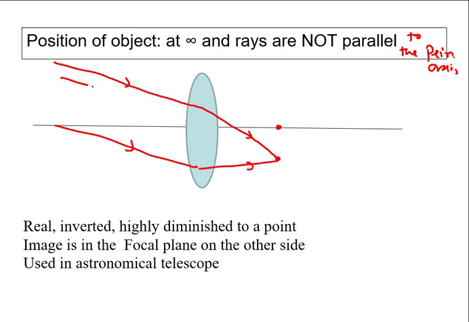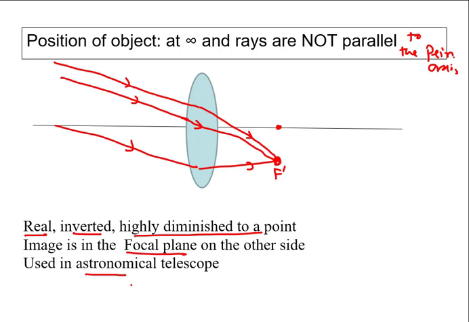So they will converge over here. Maybe you can also show some other rays passing through the optical center and traveling straight, converging at this particular point. We will call this point, let us say, f dash, and an image will get formed over here at f dash. Please remember, this is not the focus, this is a point in the focal plane. So the image gets formed over here. Again we get a real, inverted and highly diminished image, so small that it is nearly a point, formed in the focal plane.